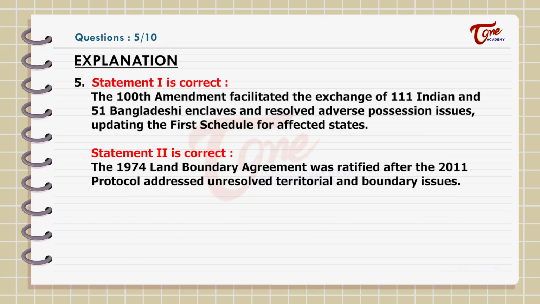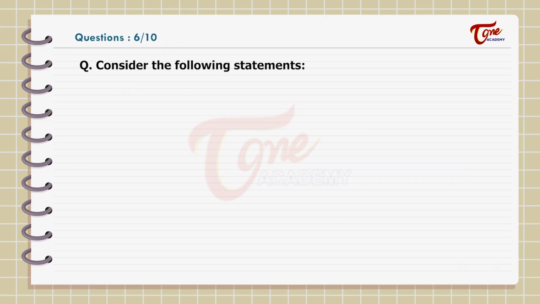Statement 1 is correct. The 100th Amendment Act facilitated the exchange of 111 Indian and 51 Bangladeshi enclaves and resolved adverse possession issues, updating the first schedule for affected states. Statement 2 is correct. The 1974 Land Boundary Agreement was ratified after the 2011 Protocol addressed unresolved territorial and boundary issues.